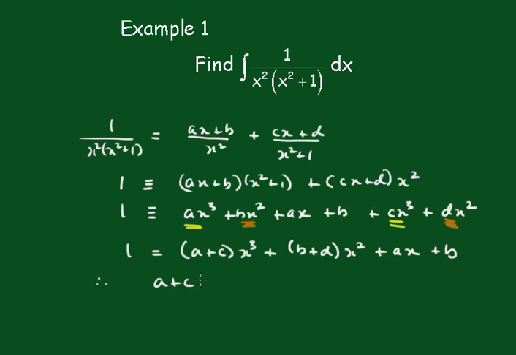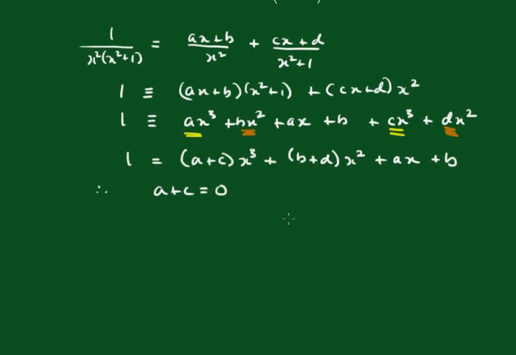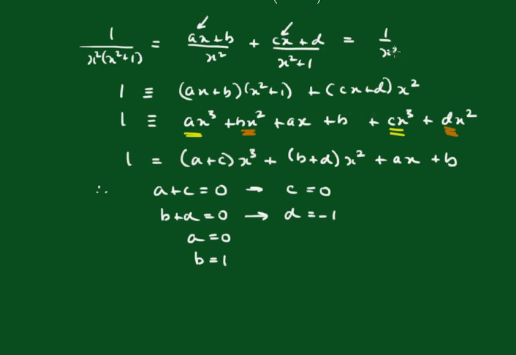Therefore, A plus C equals 0, B plus D equals 0, A equals 0, and B equals 1, which of course means that D must equal -1. A was 0, therefore this implies that C also must be 0. So we got that A is 0 and C is 0. So this becomes 1 over x squared minus 1 over x squared plus 1. And you can see that works very easily.